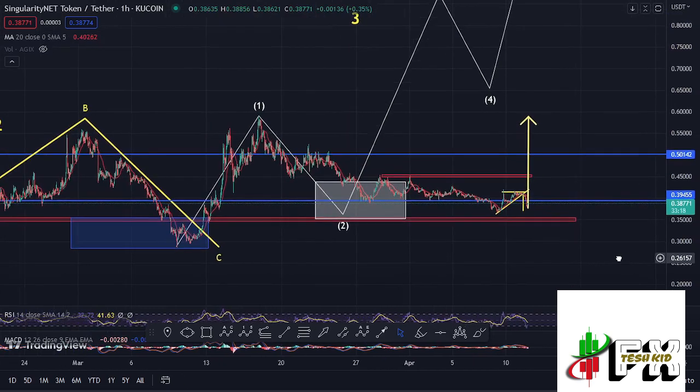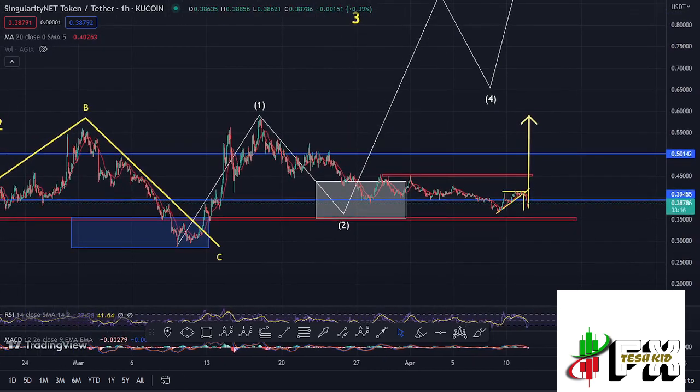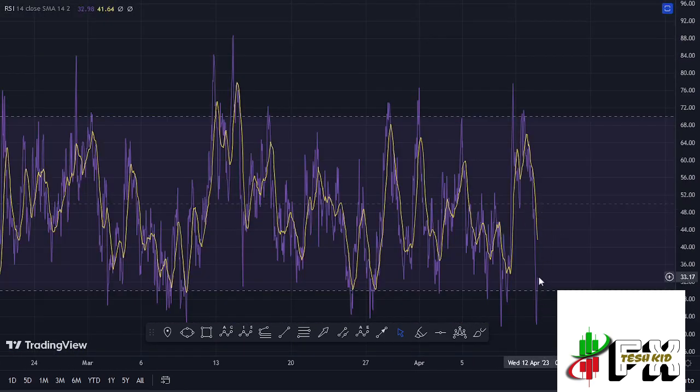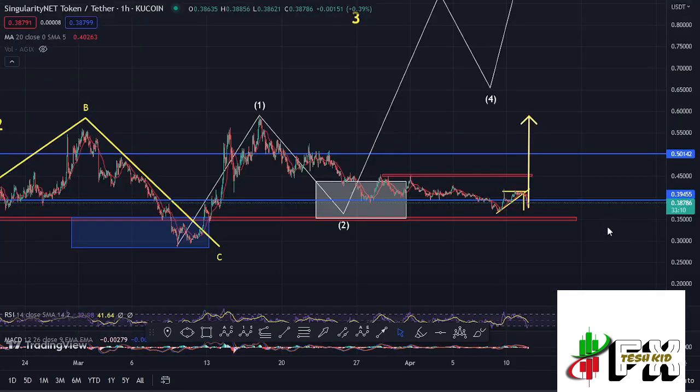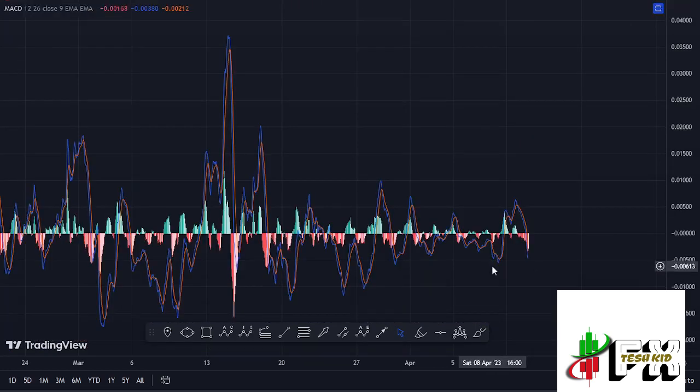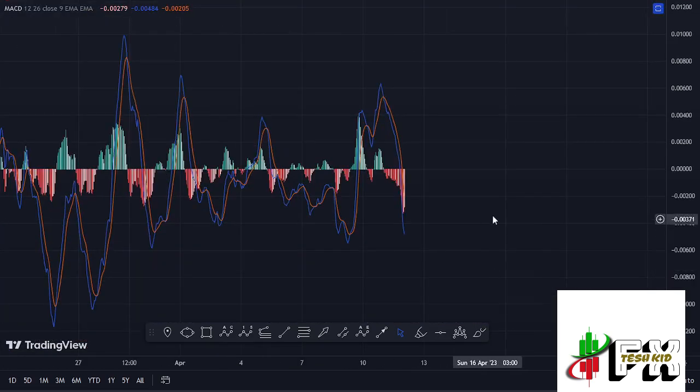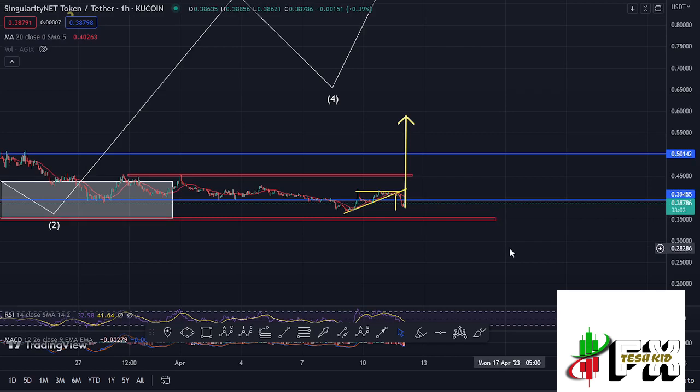And also taking a look at the indicators on the RSI, we are trading at around the 33 mark, meaning we have massive room for us to fully support higher prices. Also taking a look at the MACD, we have been able to print a bearish cross, so let's be patient and see how that plays out, and I'll be keeping you updated.